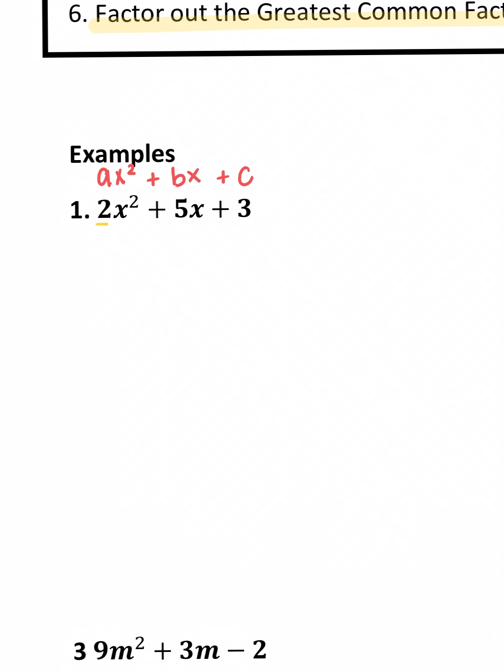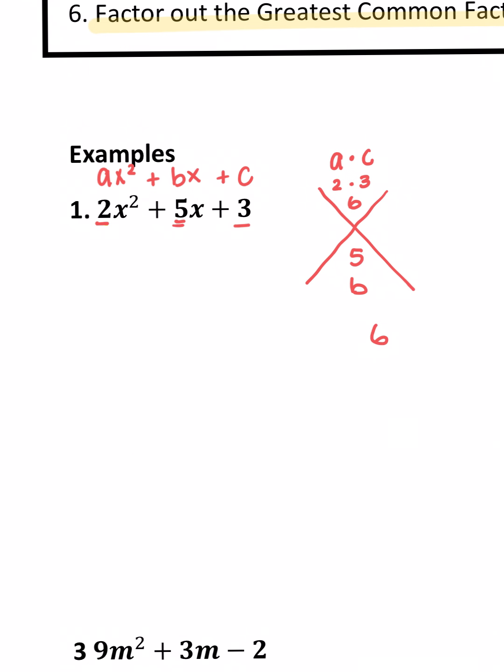Then remember, we draw our x, and in the top of our x we're going to do a times c. So in this problem, my a is 2 and my c is 3. So I'm going to do 2 times 3, which is 6. And in the bottom part of my x, we write what b is. In this problem, b is 5. So we're thinking of two numbers that multiply to get 6, but would add to get 5.